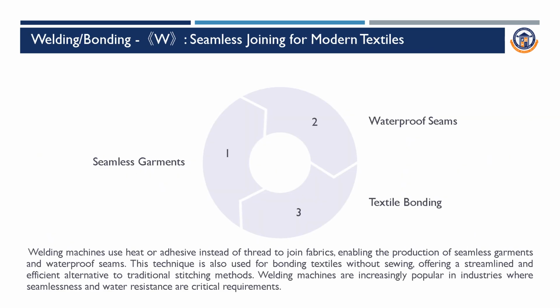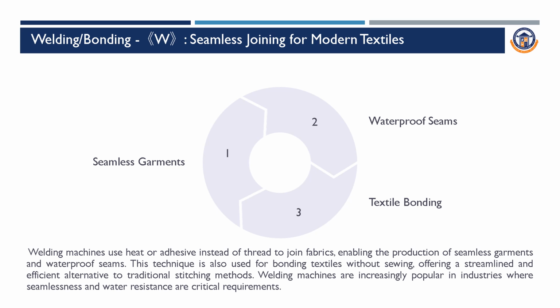Welding and bonding, seamless joining for modern textiles. There are 3 categories we have, especially in case of welding and bonding. When you want to produce any garment without any stitch, there we use the terminology called seamless garment. And the garment which we are producing with the seamless should have waterproof seams and it should have bonding through textile material. For this, particular machines are suitable.